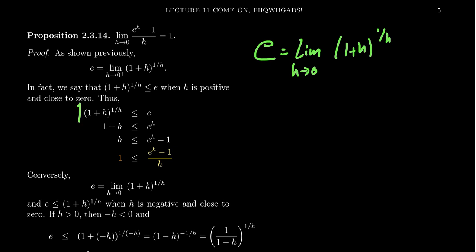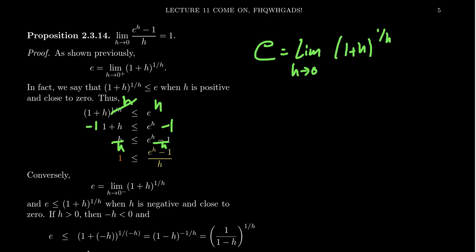So working with this inequality, (1 + h)^(1/h) is less than or equal to e. If I take the h power of both sides, we see that these powers will cancel. We get 1 + h is less than or equal to e^h. Then we subtract 1 from both sides, we get h is less than or equal to e^h - 1. And then finally, if you divide both sides by h, you get this final statement right here, that 1 is less than or equal to (e^h - 1)/h.